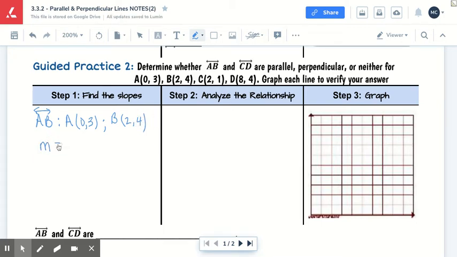So now I'm going to find the slope of this line. To do that, I'm taking the difference of the y's, so y2 minus y1, and I'm dividing it by the difference of the x's, so x2 minus x1. Then I'm just doing those calculations. So 4 minus 3 is 1, 2 minus 0 is 2. So the slope of line AB is 1/2.